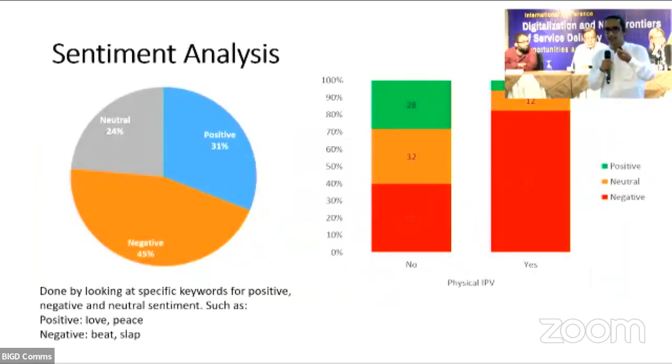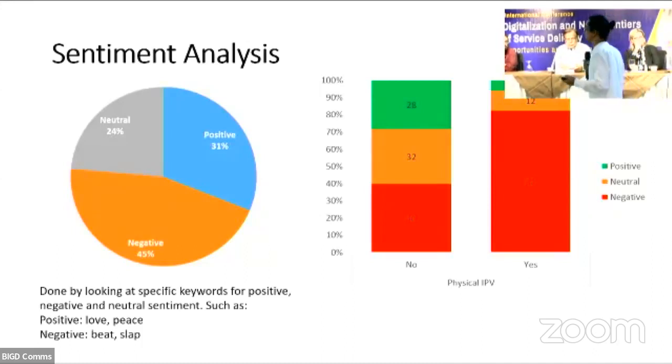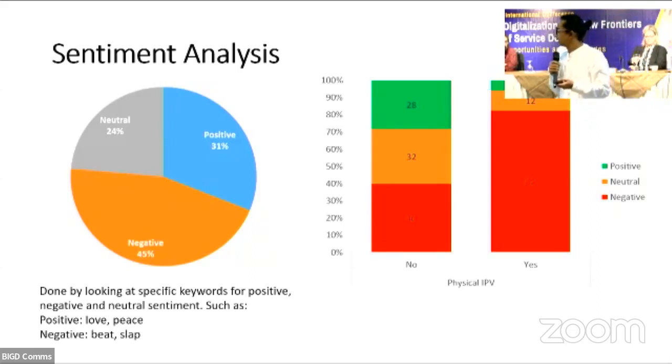But let's see the sentiment analysis. Just a clarification: all of this NLP analysis was done by a separate team who did not look at the other data sets, so it's one way to cross-validate the responses across these two types. In the sentiment analysis, as Daryl explained, we are still learning, we're not experts on that, but we came up with positive, negative, and neutral. Positive means good words, love, peace; negative, beat, slap, etc.